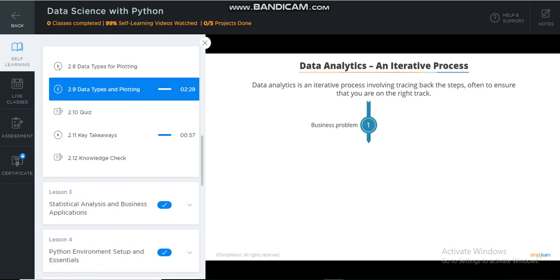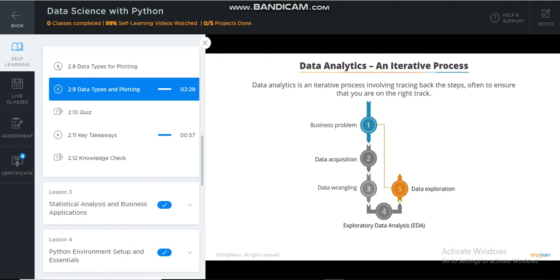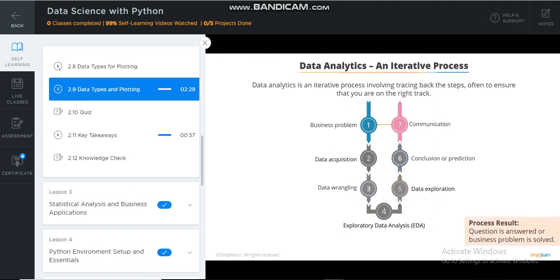This means that during every step of the process, you have to check the original question or intent to ensure that the analysis is on the right track. At the end of the process, you should be able to answer the question or solve the problem through data analysis by retracing the steps scientifically.